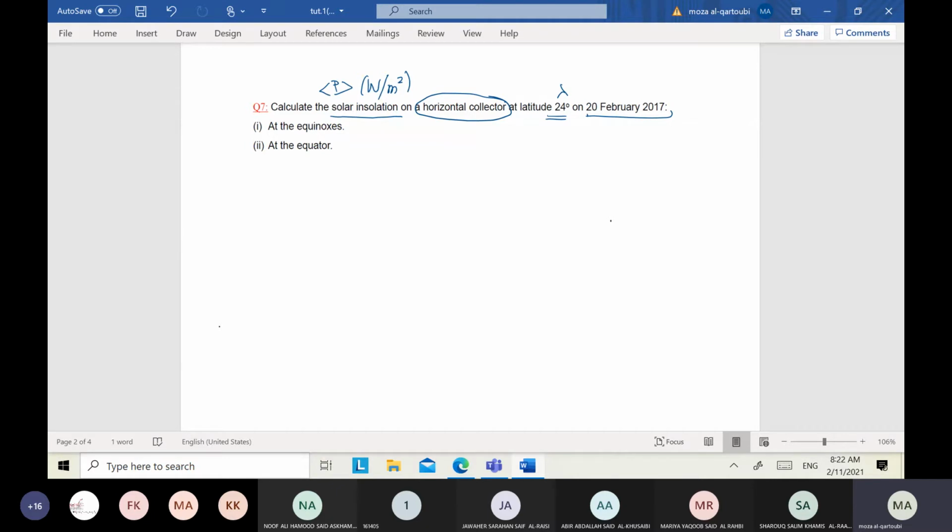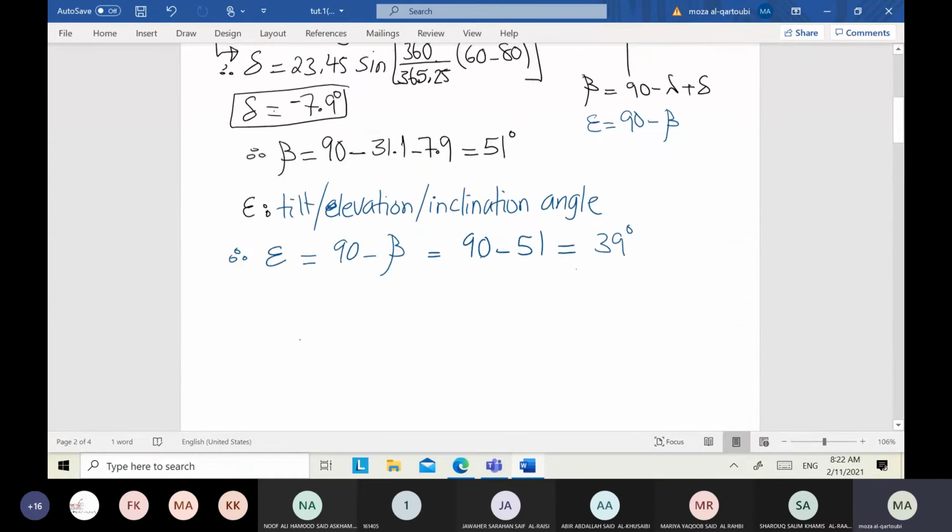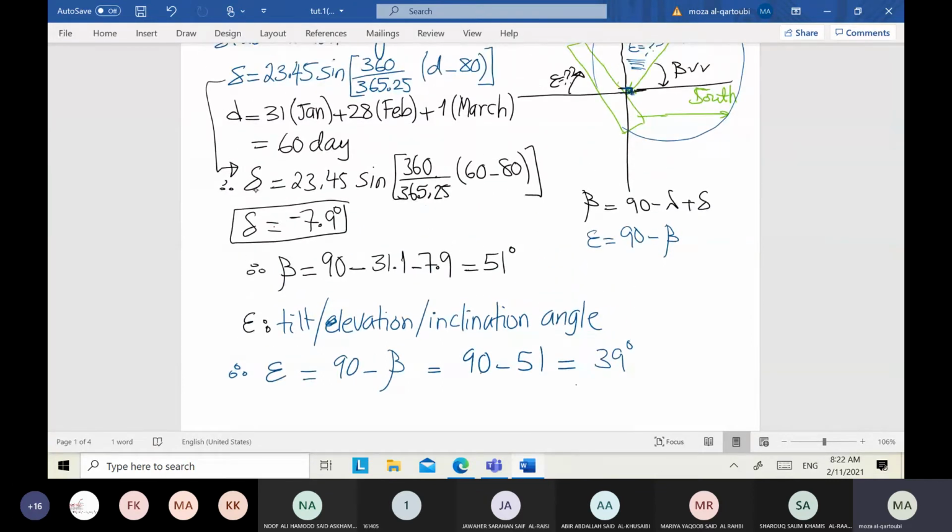At equinoxes, does anyone remember the value of the declination angle at equinoxes? We saw before. It is 0. Yes, equal 0. Before we apply the note of the declination angle from the previous question, we see this note, delta. This is the declination angle equal to this rule. Now, if we are in equinoxes, delta will be 0.